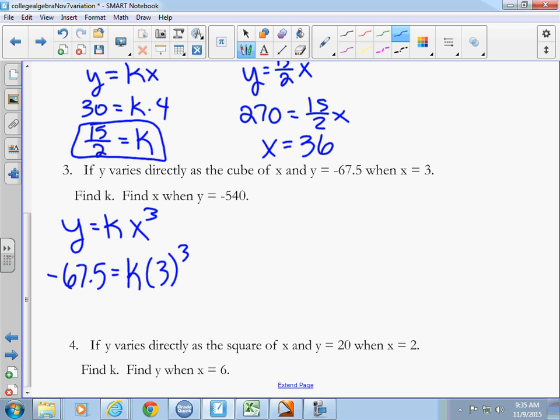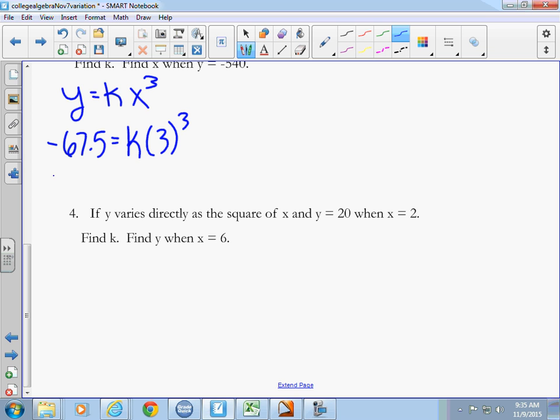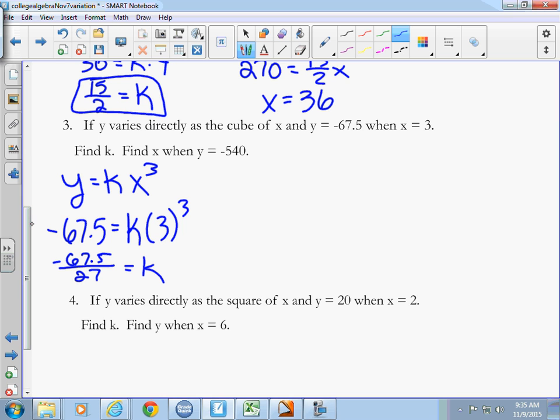3 cubed is 27. Someone with a calculator tell me what negative 67.5 divided by 27 is. Negative 2.5. So y equals negative 2.5x cubed. Any questions so far?